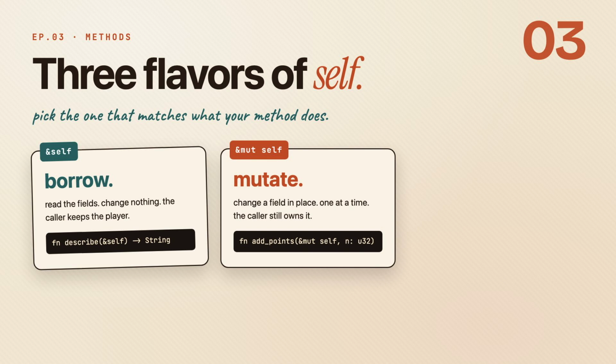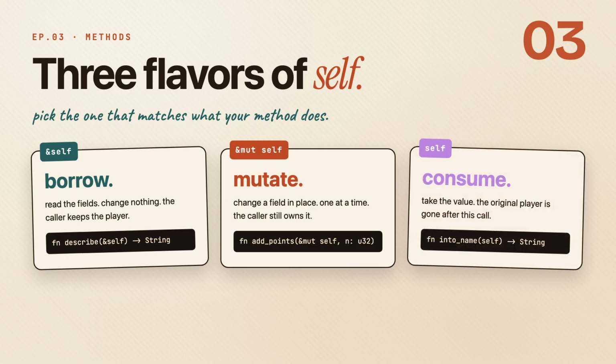Now, changing a field in place, well, then take &mut self. It adds points, raises the score, and the caller still owns the player afterwards. Same rule from before, episode 2 or so: only one mutable borrow at a time. The compiler will not let two pieces of code change the same player together.